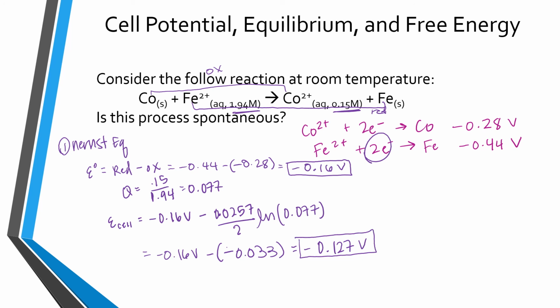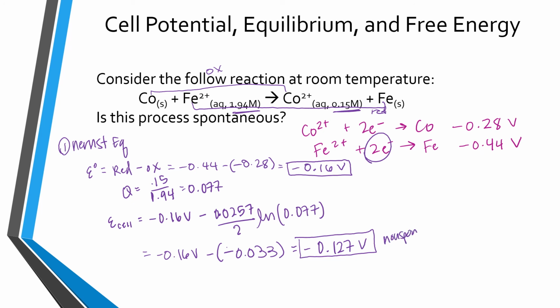Now, it did increase the voltage. It's less negative now, which we expected because our reactants are higher than our products, so it is going to shift it right, but it is still non-spontaneous because of the negative cell voltage.